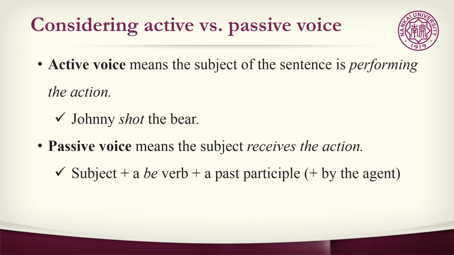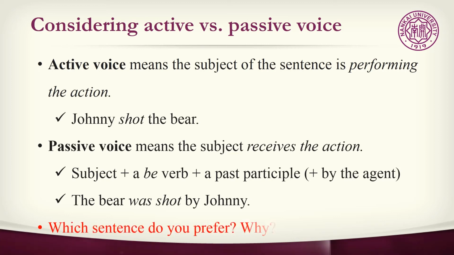The passive voice always consists of a be verb and the past participle, so that the verb in the passive voice always consists of 2 or sometimes 3 words. The agent performing the action may appear in a by phrase or may be omitted. For example, the bear was shot by Johnny. Which sentence do you prefer?